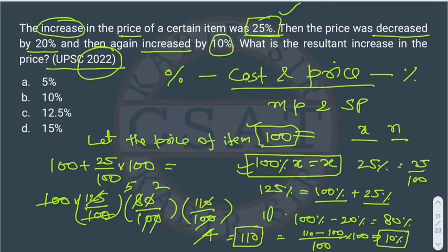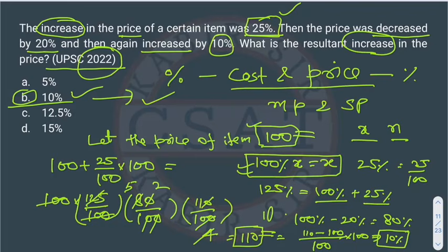Right. So what will be the answer? The answer will be option B, 10%. So the final resultant change is an increase because the price increased. The initial price was 100, but the final price is 110. So it increased, and by how much percentage? 10%. So this is the right answer.